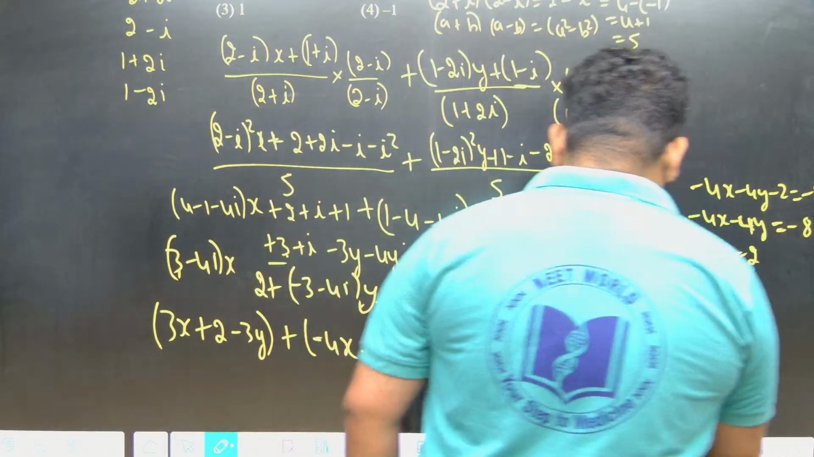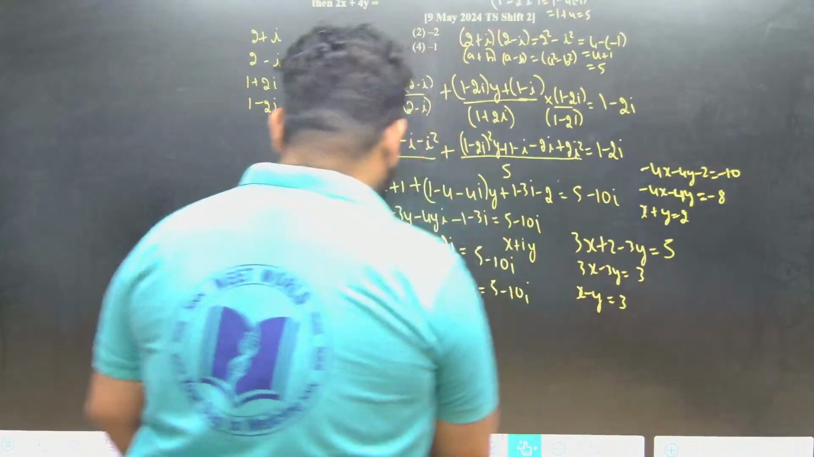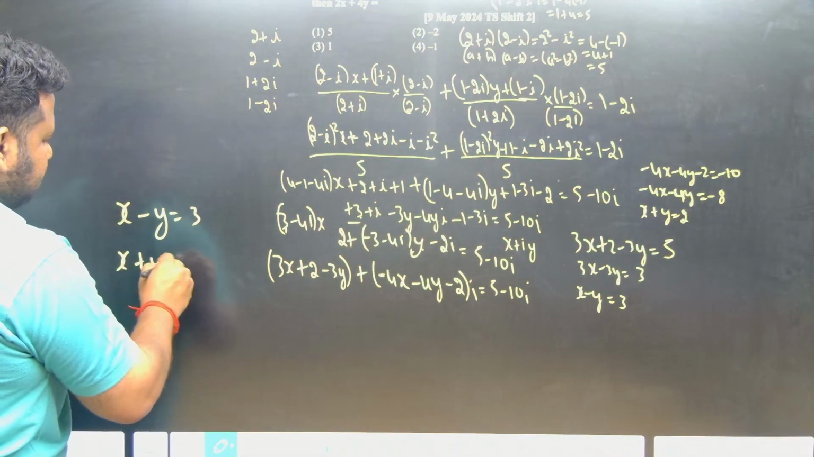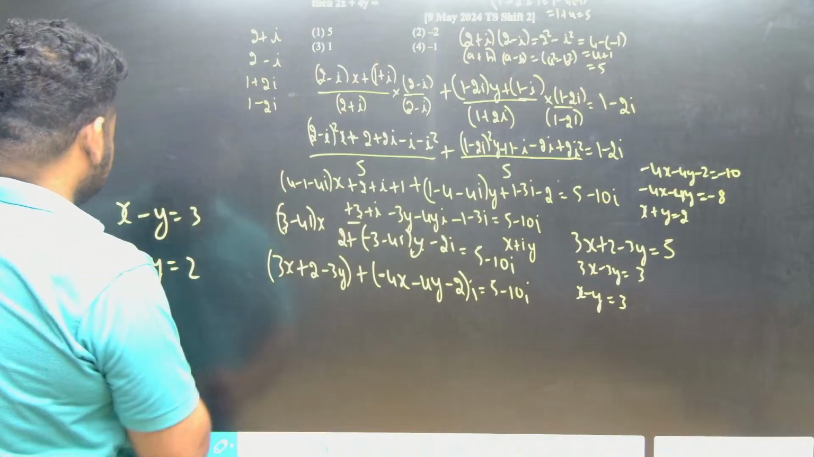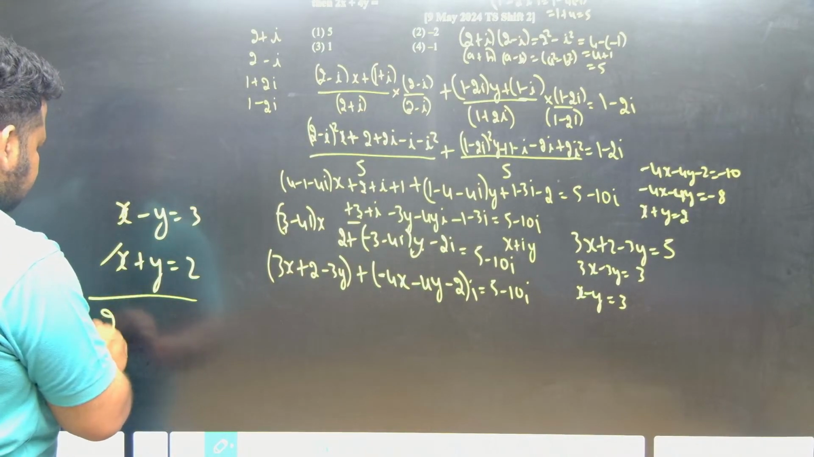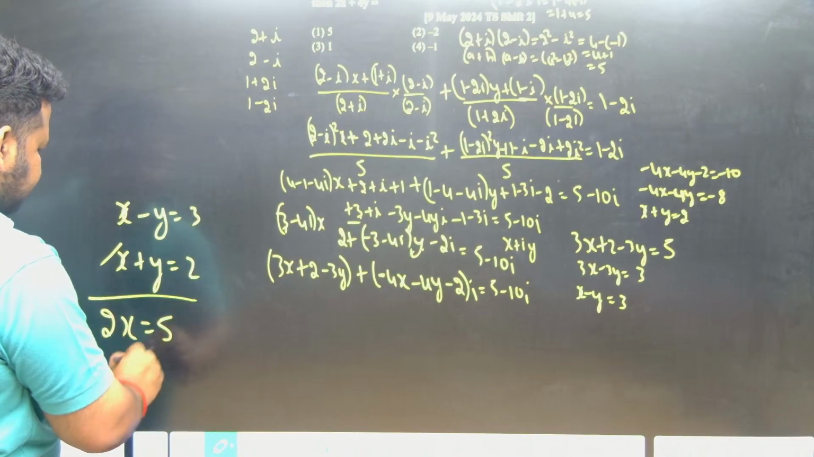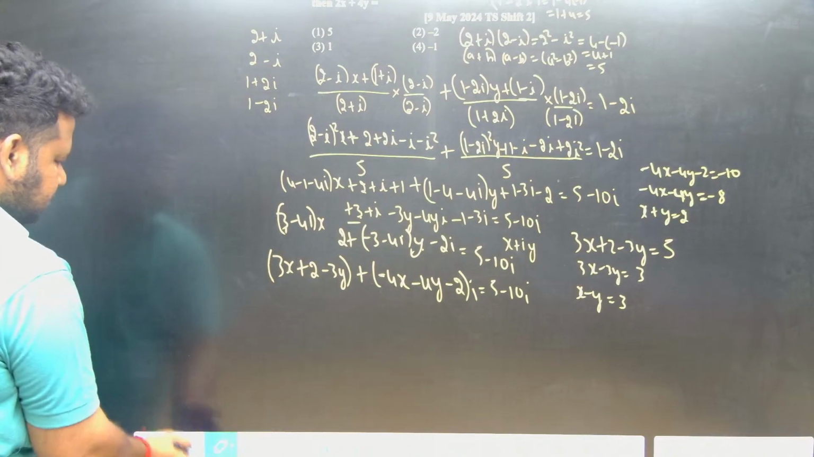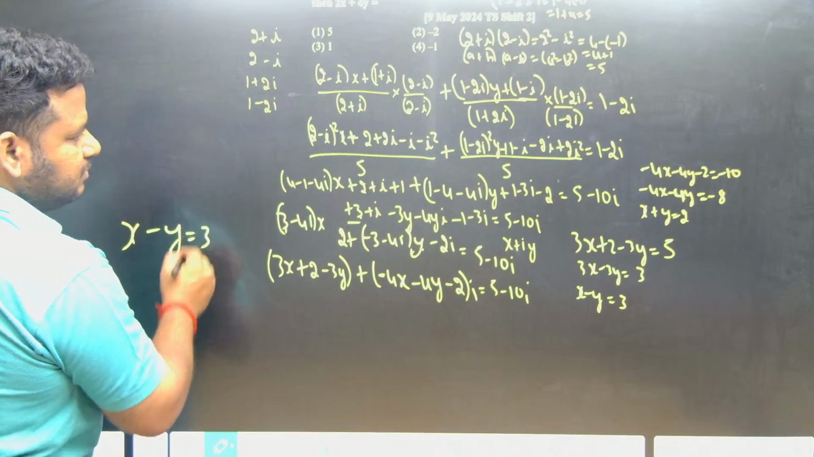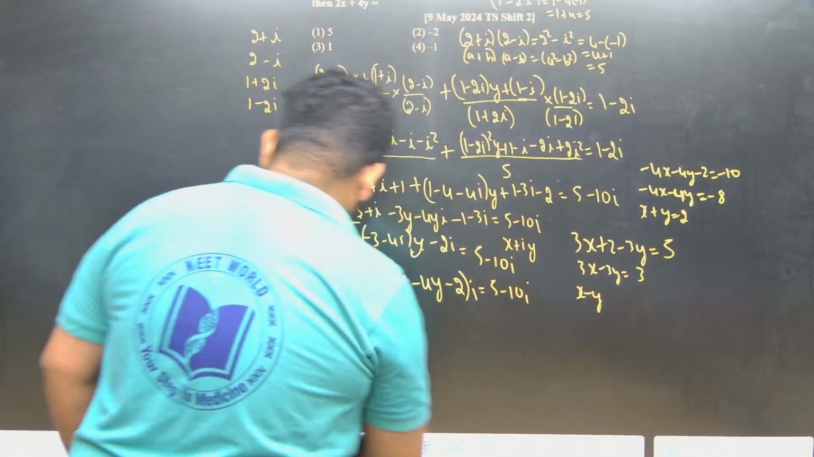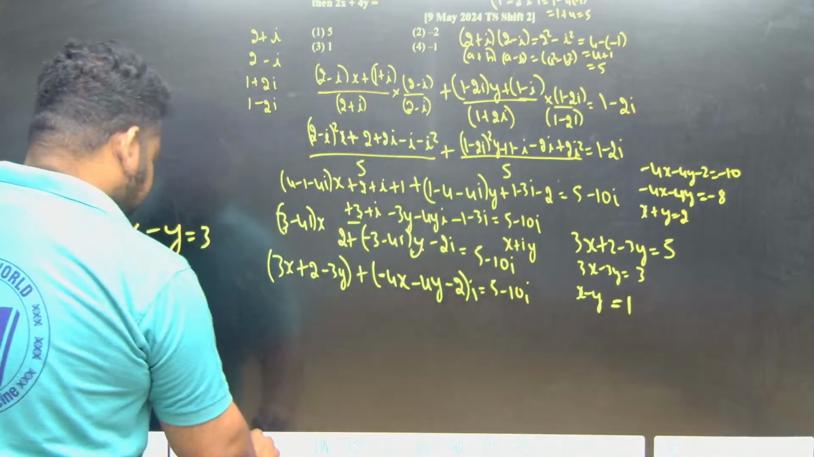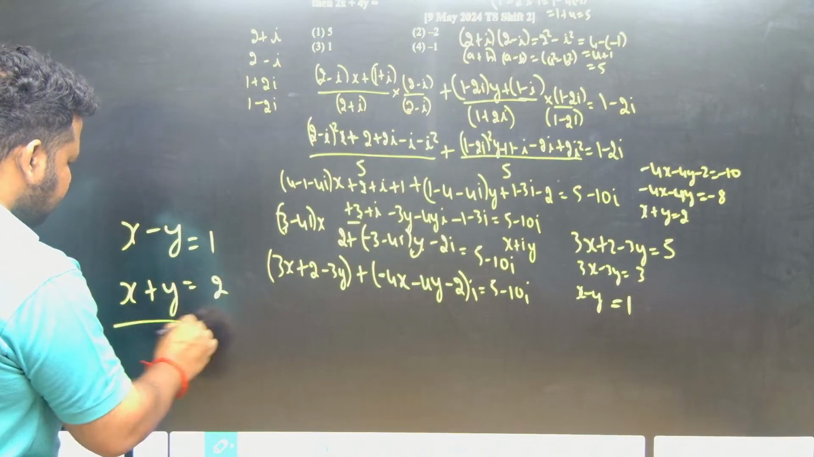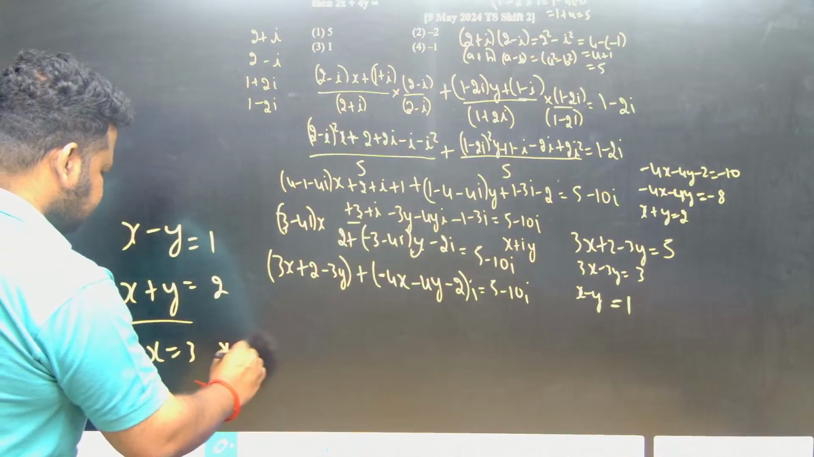So we got two equations in terms of x and y. One is x minus y is equal to 3, the other is x plus y is equal to 2. On solving this, see here, x minus y is equal to 3, not 3, it will be 1 if I divide by 3. So x minus y is equal to 1 and x plus y is equal to 2. Now adding, 2x is equal to 3. This implies x is equal to 3 by 2.